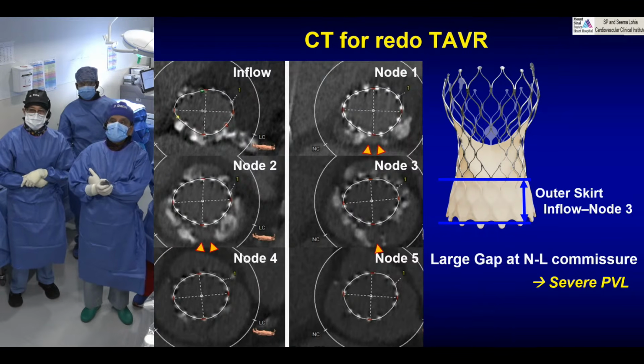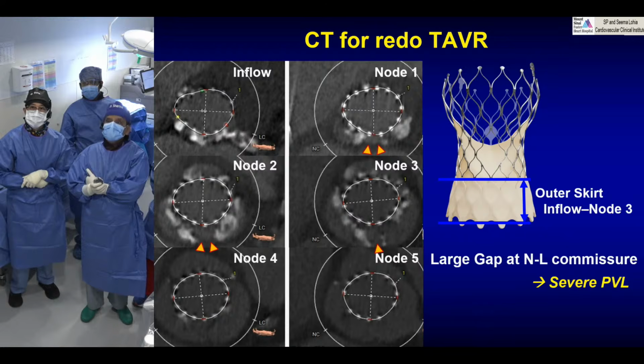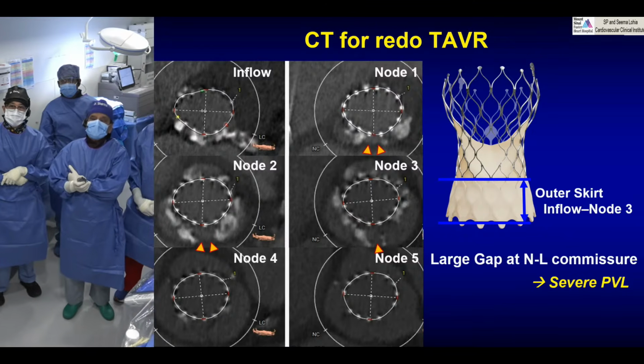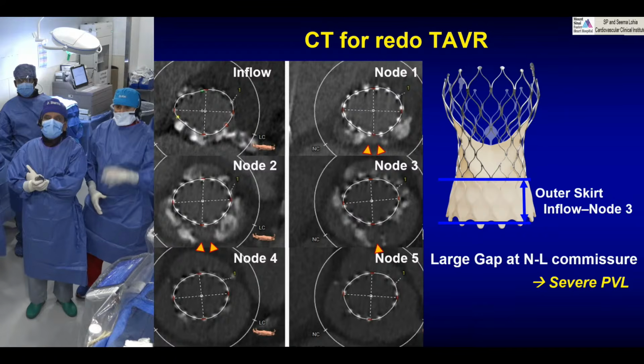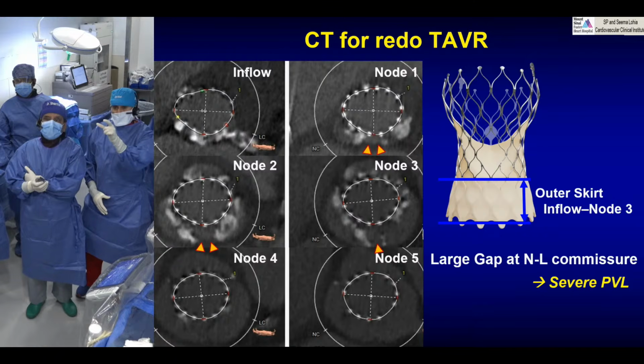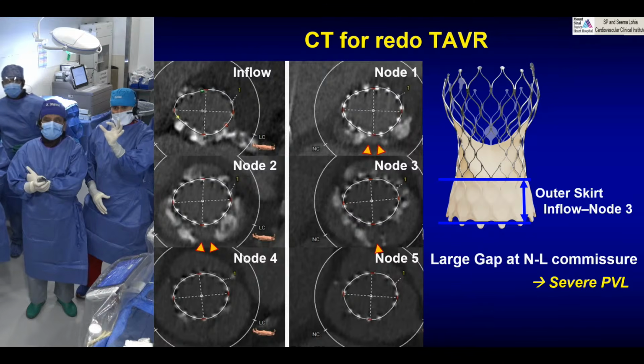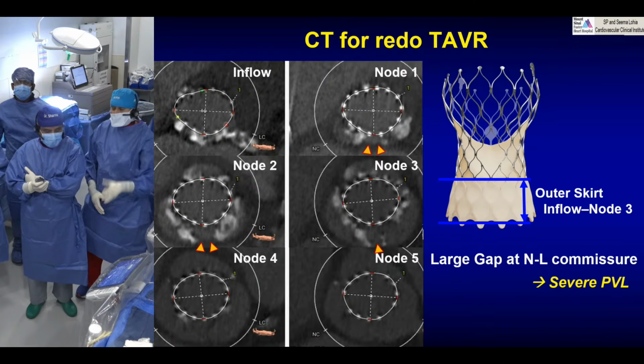Now, to me, if this is what your CT shows, yes, a second valve is not going to do anything. You need to plug it. Why? Look where there's a gap. First of all, it's not almost circular, and there's a gap. That gap cannot be sealed with your second valve.